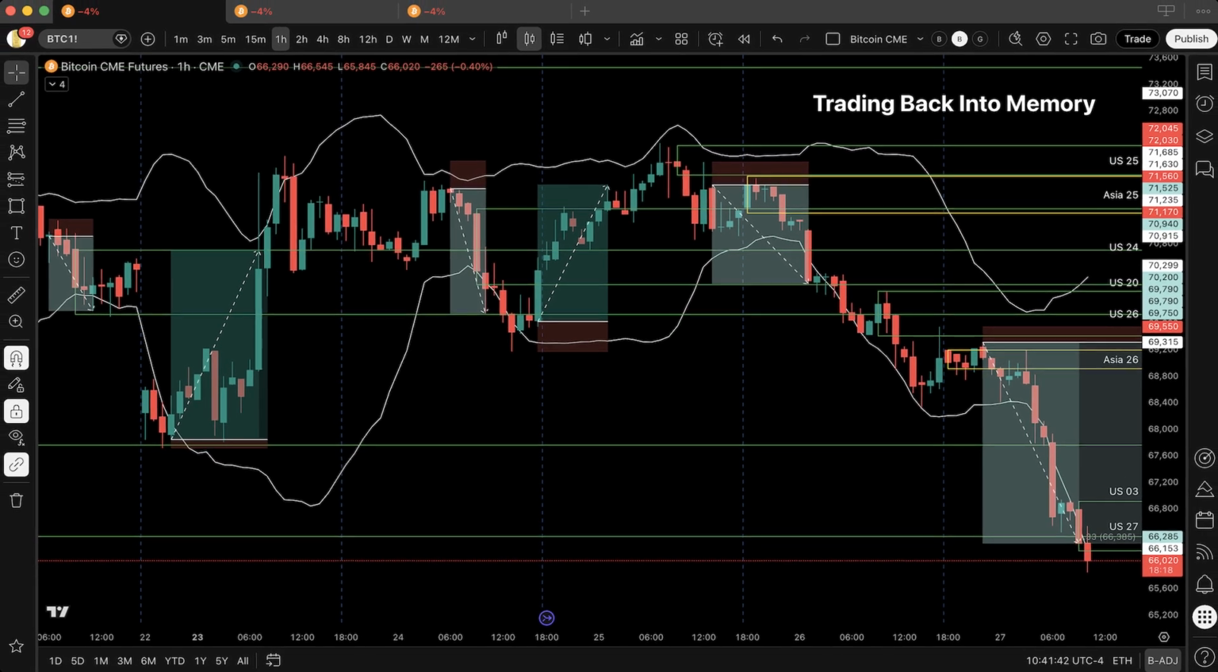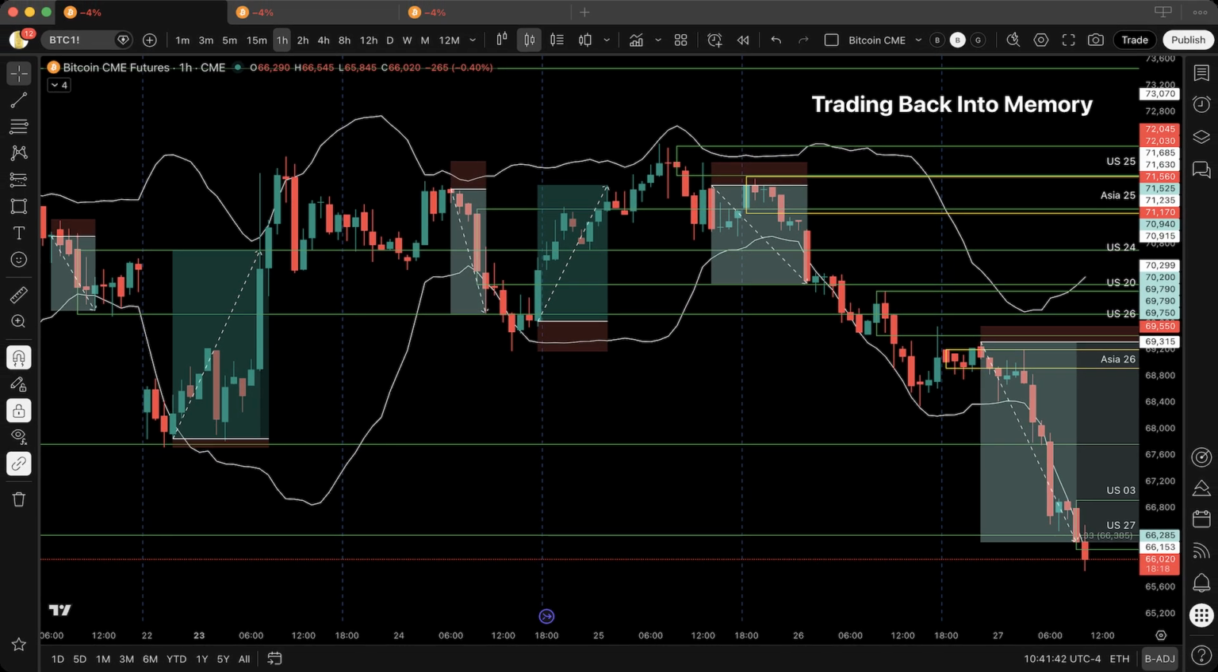Price did not collapse randomly. It moved through structure that was already defined. The breakdown was not the beginning. It was the result of earlier failure.